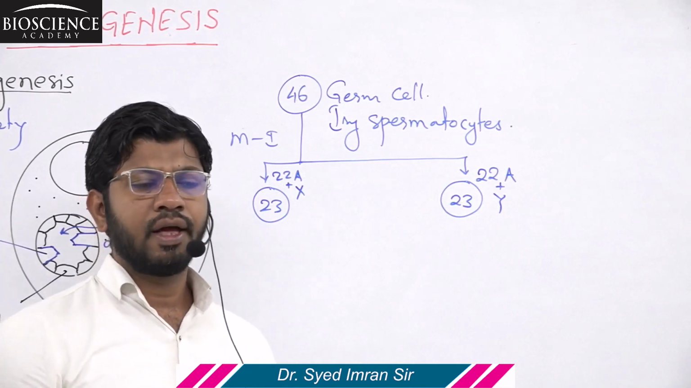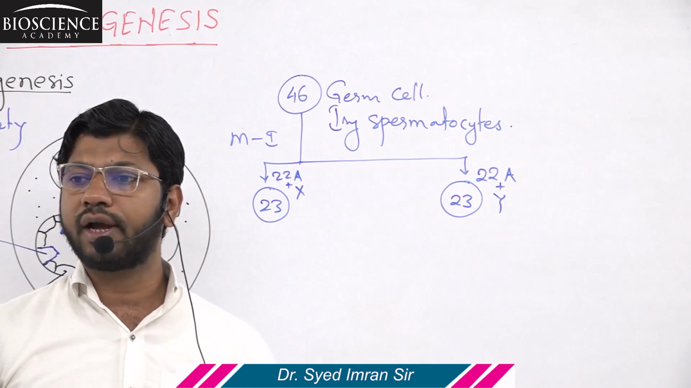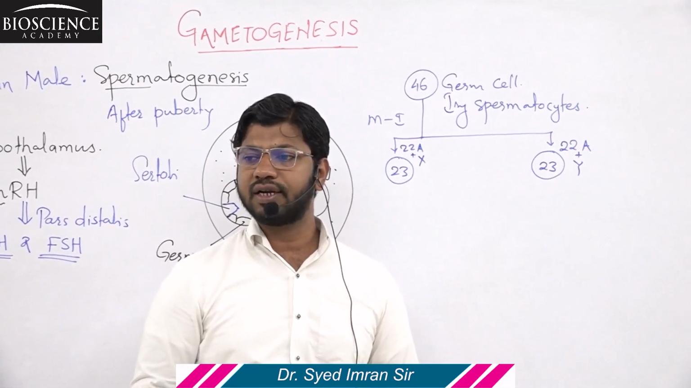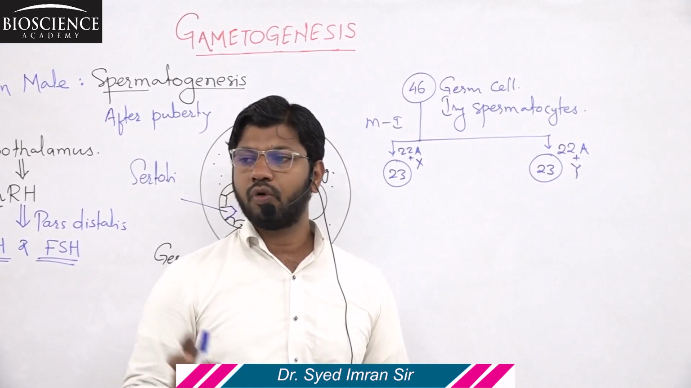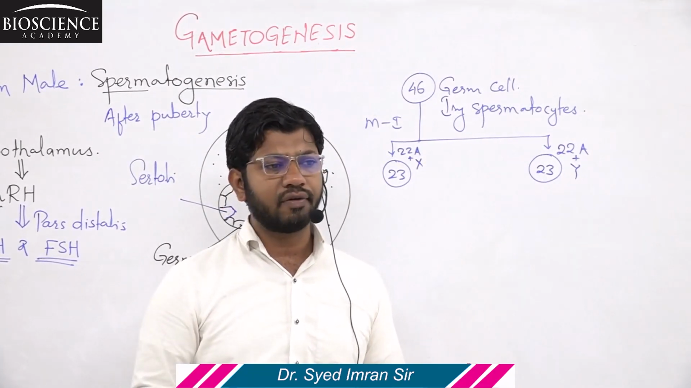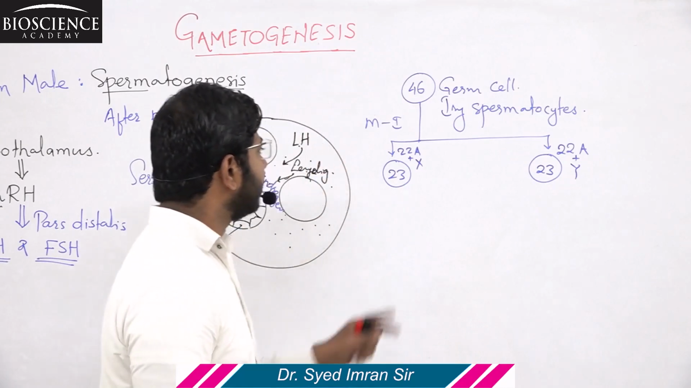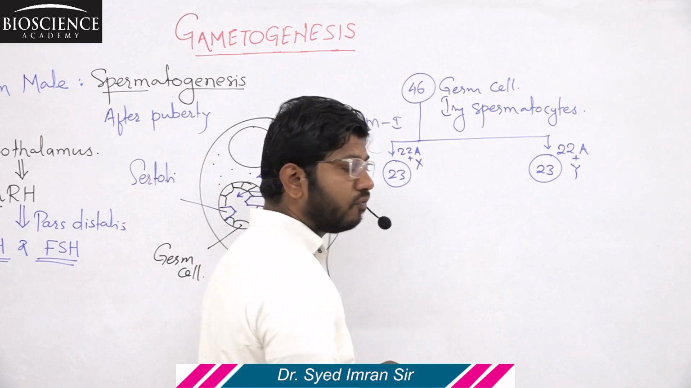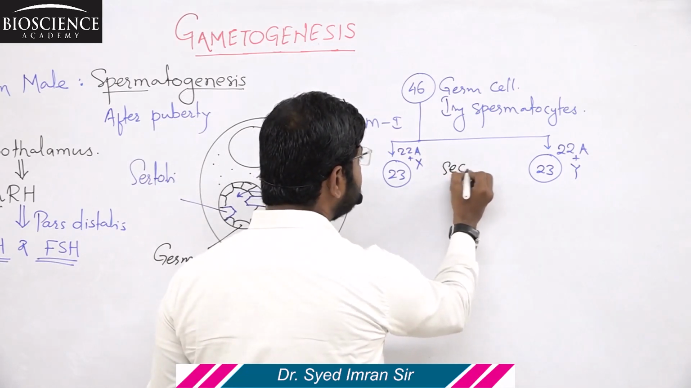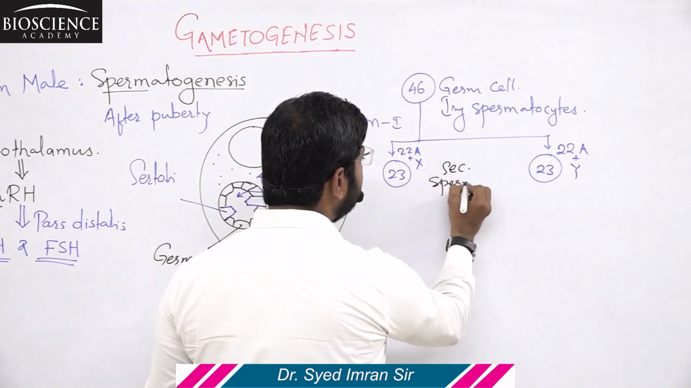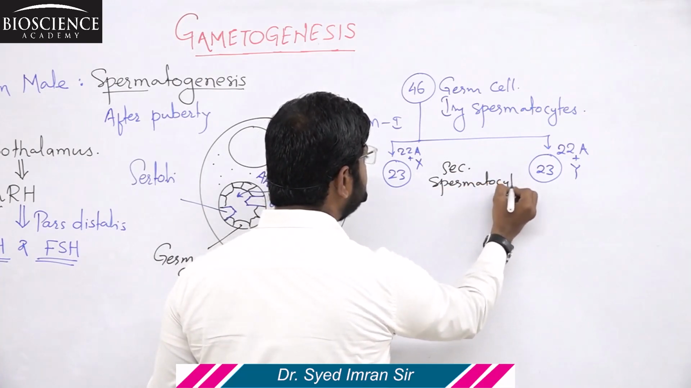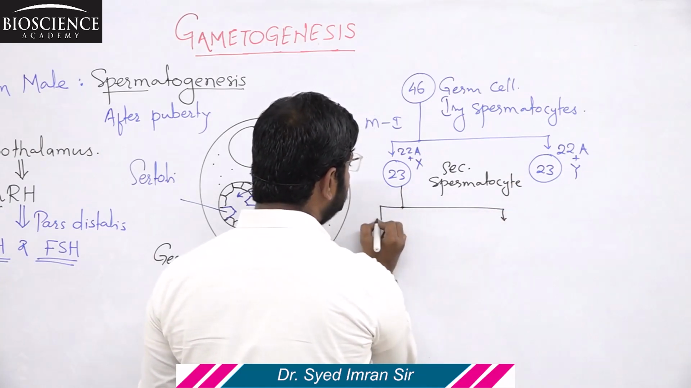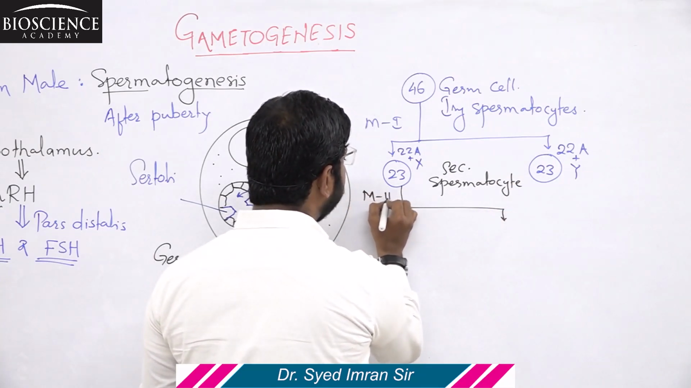As we know, in humans the male is heterogametic in terms of sex determination, meaning the male produces two different types of gametes. One gamete with an X chromosome and another gamete with a Y chromosome. So these are the two haploid cells produced as a result of meiosis 1. They are called secondary spermatocytes. Now secondary spermatocyte means the haploid cell undergoes the second phase of meiosis.